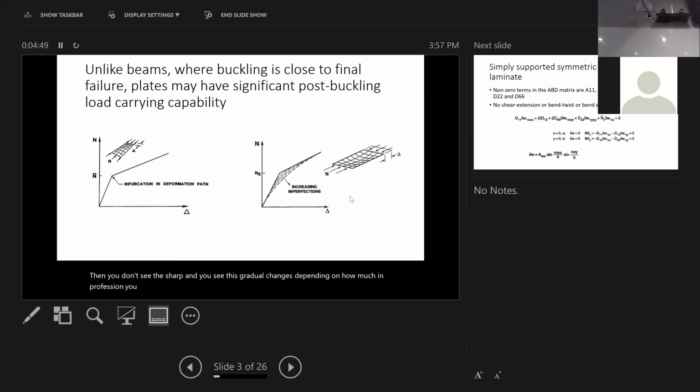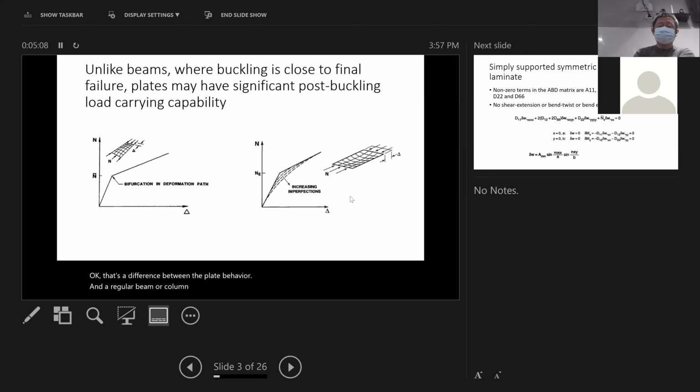If the material is already bowed a little bit, when you push it, it bows a little more. You keep building in that direction. Sometimes you don't even see the knee. You see a gradual transition. Okay, that's a difference between the plate behavior and a regular beam or column behavior.